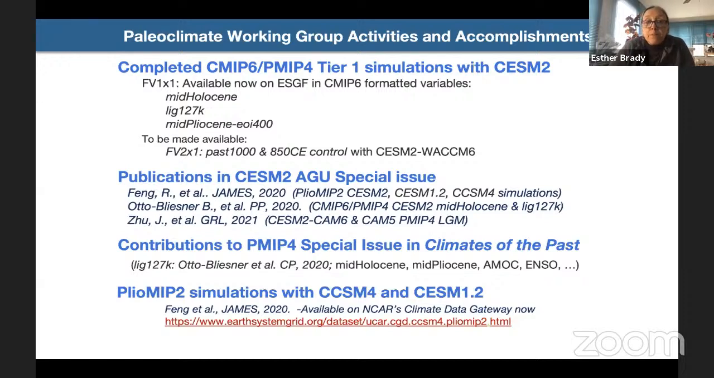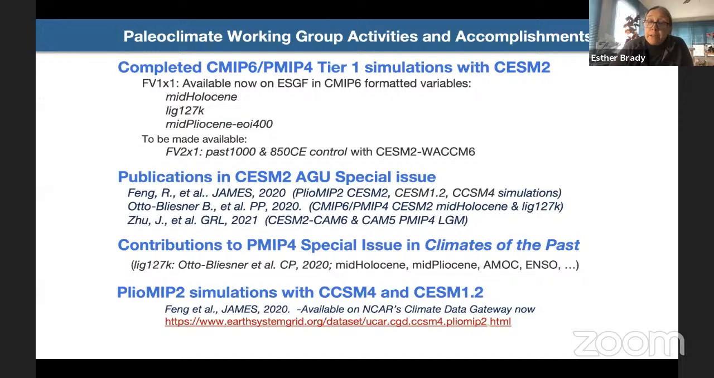First, we've completed some CMIP6, PMIP4 Tier 1 simulations with the CESM2, and the data is now available for these on the Earth System Grid Federation. These simulations are the mid-Holocene, the last interglacial 127K, and the mid-Pliocene simulation. These were run at the FV 1x1 resolution.